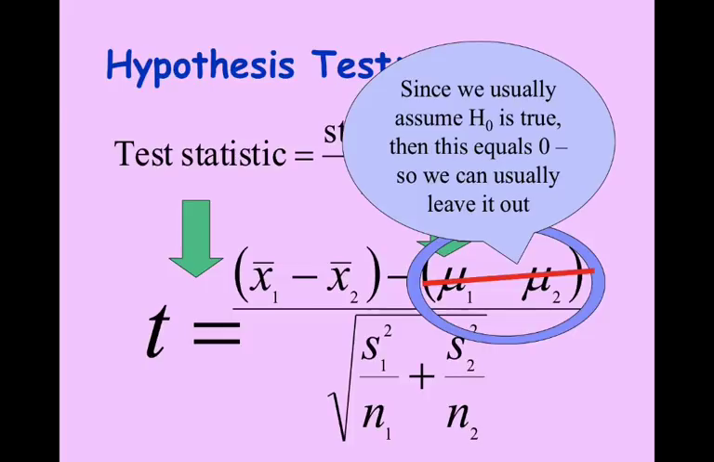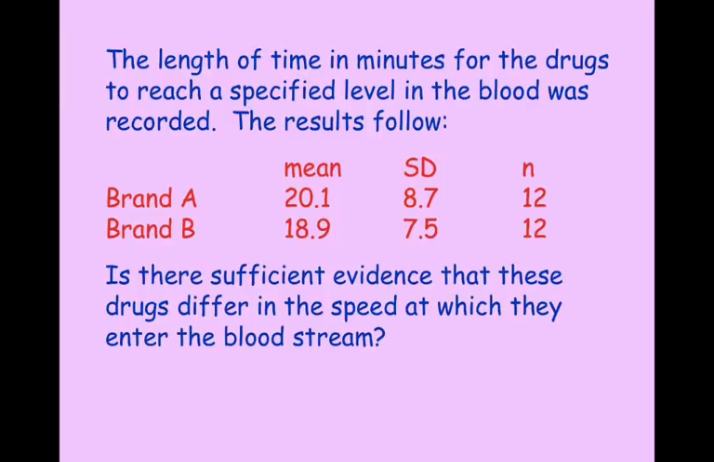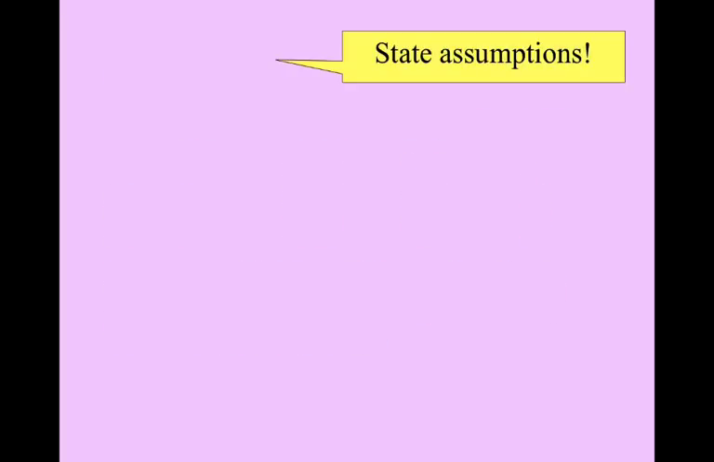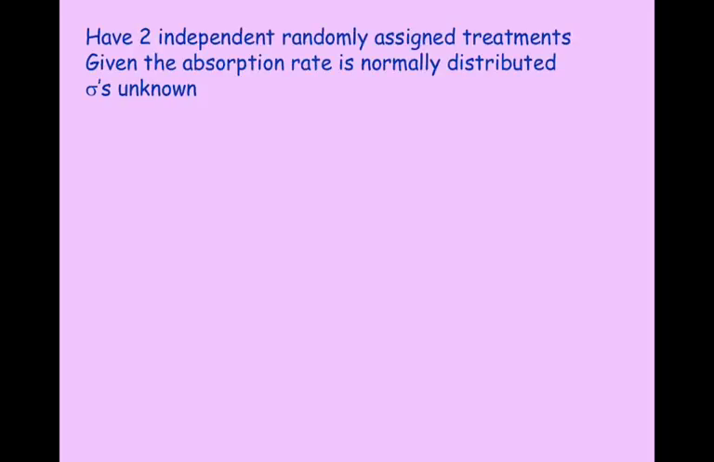So let's take a look back at the original example where we're comparing the length of time in minutes for drug A and drug B to reach a specified level in the body. Here are the results from that test. We're now going to calculate a hypothesis test. Is there sufficient evidence that these drugs differ in the speed at which they enter the bloodstream? To do a hypothesis test, we always start with our assumptions. Remember, we check these assumptions for confidence intervals. We have 2 independent, randomly assigned treatments.